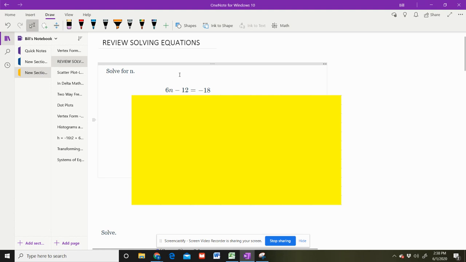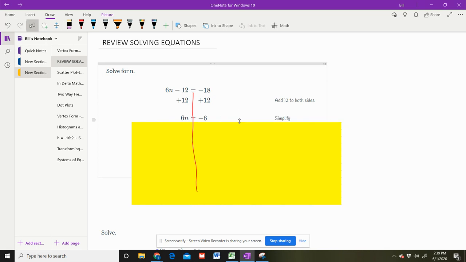So first thing I want to do is get the 6n, the variable term, by itself. I'm going to go to the opposite side of the equal sign. I'm going to draw my wall. So I'm going to do the opposite operation for my numbers. In this case, it's a minus 12, so I'm going to add 12 to both sides. When I do that, I get 6n is equal to negative 6.